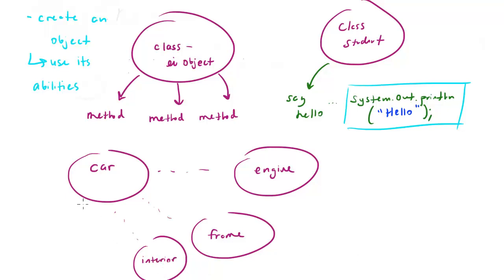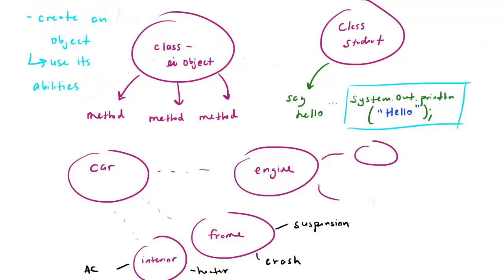And so maybe your interior has a bunch of methods that help you use the air conditioning or the heater. And maybe the frame has methods that adjust the suspension, or bend under stress, or react to different environments. Or maybe when the car gets hit, the car will crash. And maybe the engine, well, the engine's kind of complicated, so we could even split that up into more components.